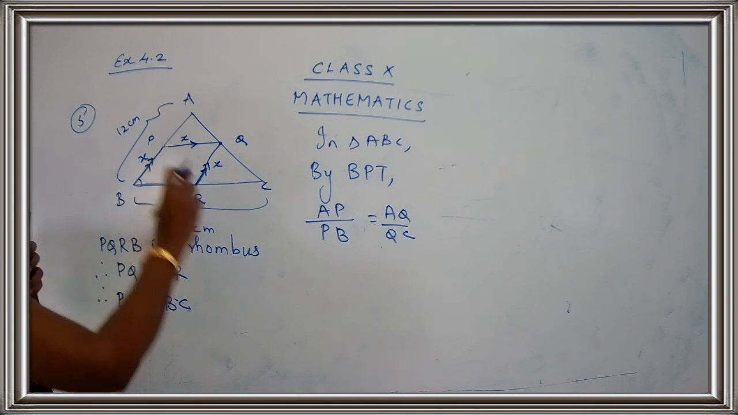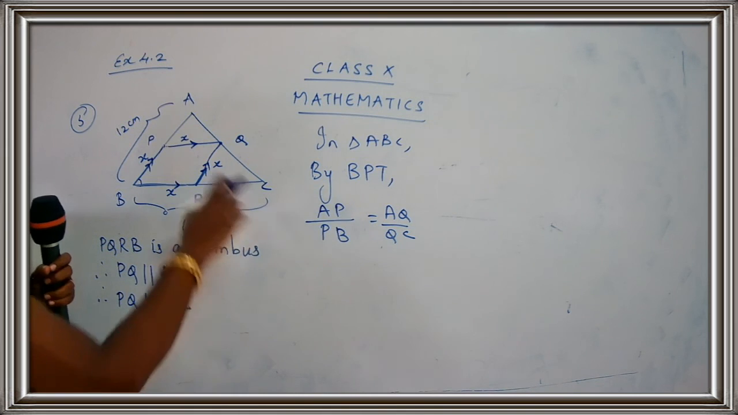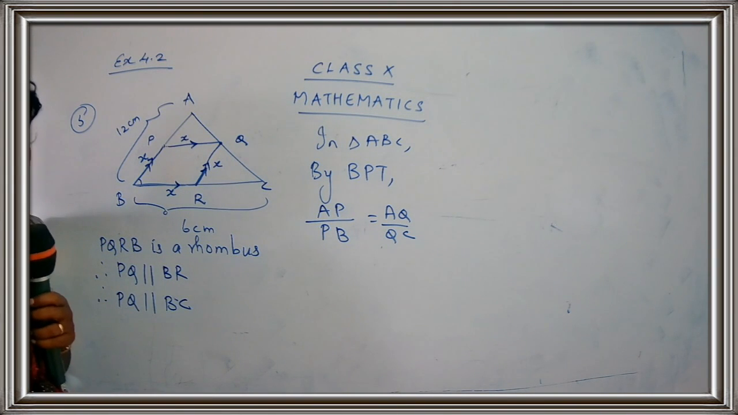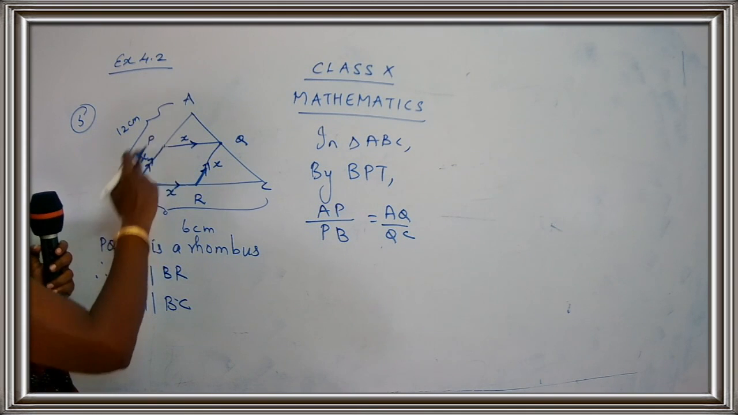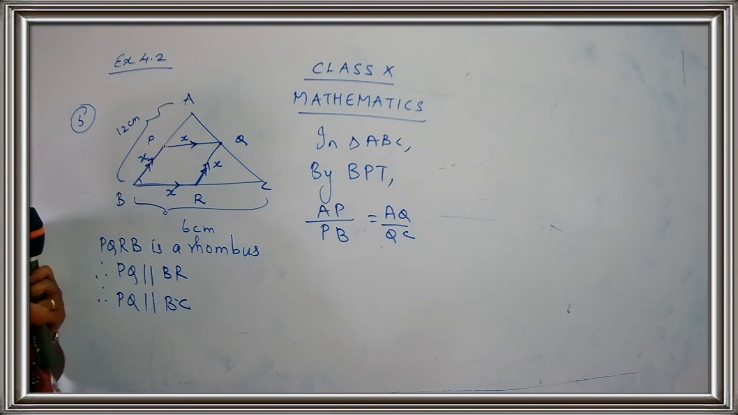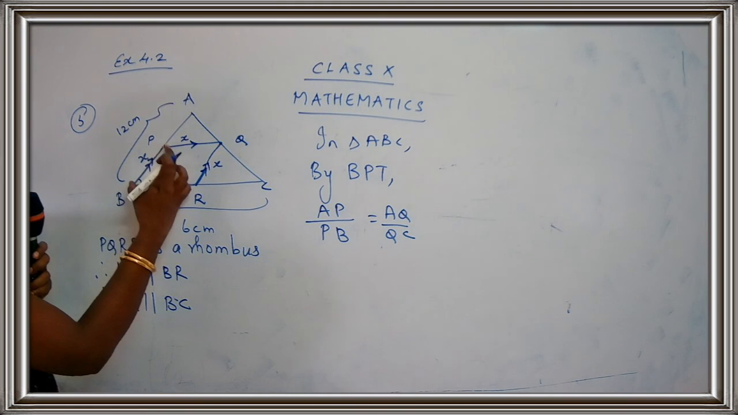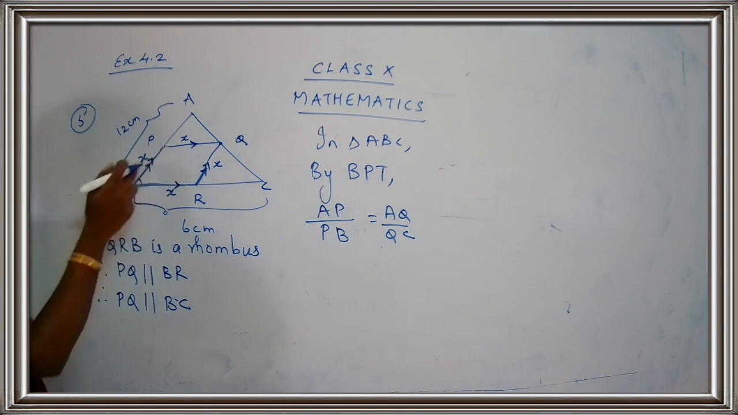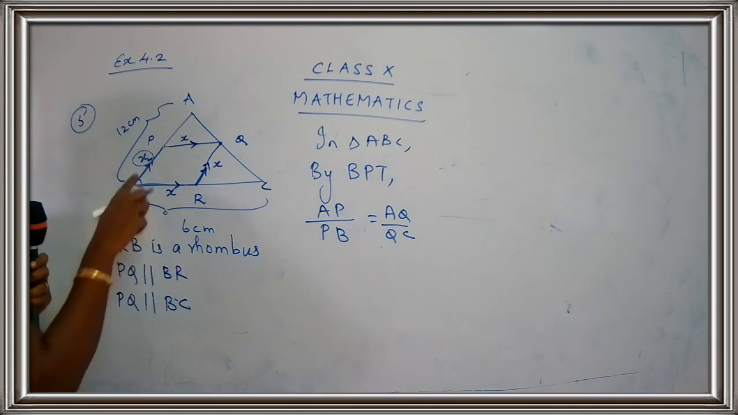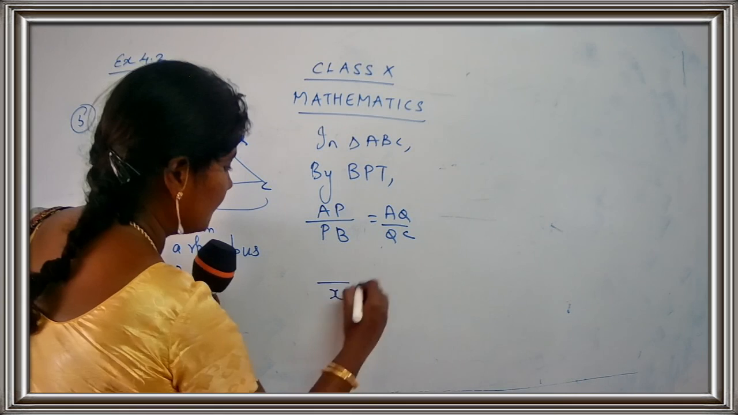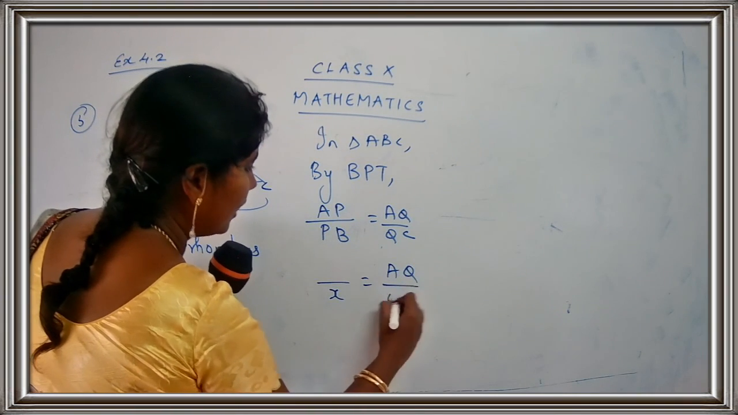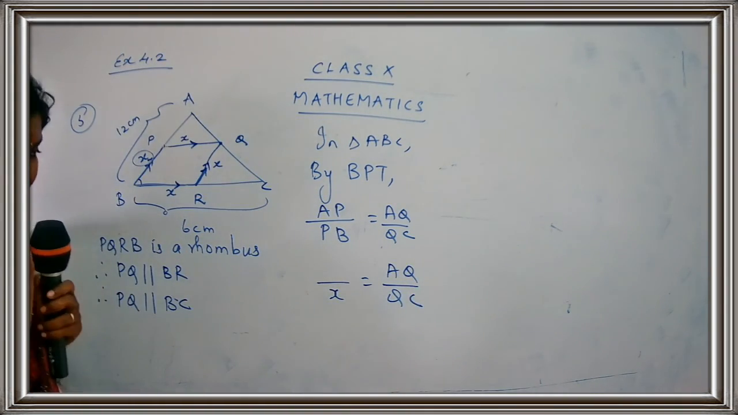Now let's come over here. AP upon PB. For AQ upon QC, I don't know any value. Yes, children, we don't know the value for it. But I can write the value of AP and PB in terms of X. I know the value for PB. What is the value for PB? Just see here, it is the side of the rhombus. So what is the side of the rhombus here? It is X. So I'll put X here. I don't know the value for AQ upon QC, so I'll keep it as it is.